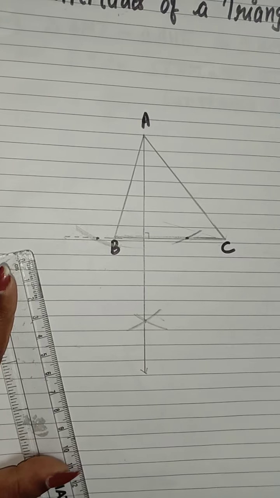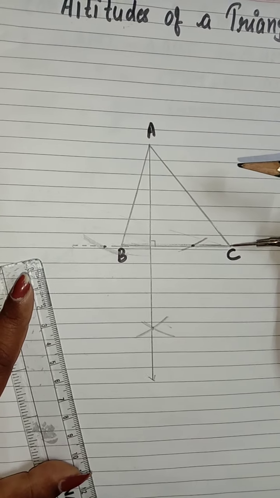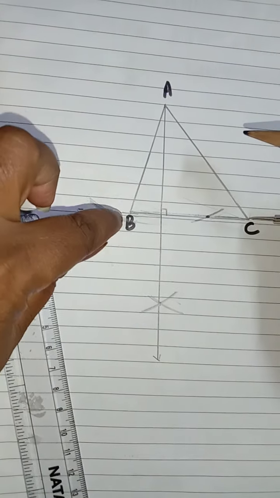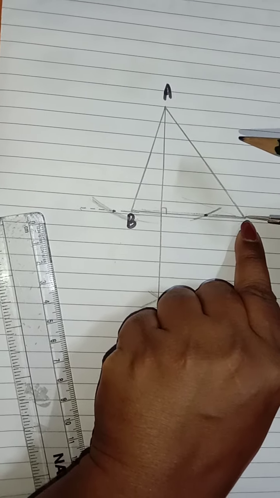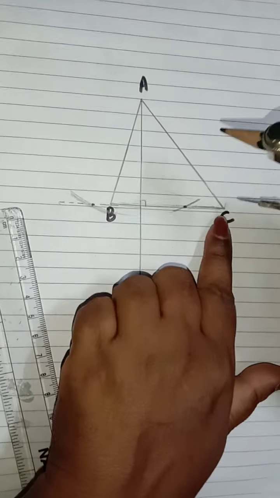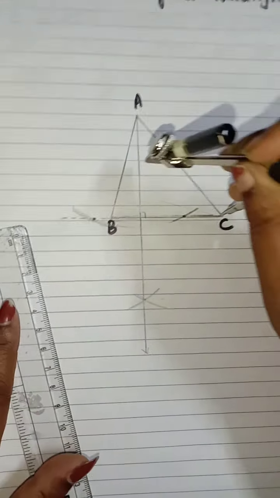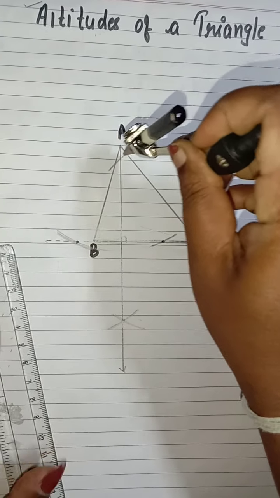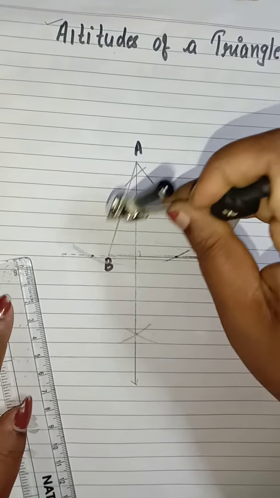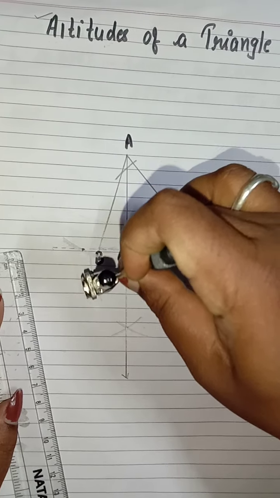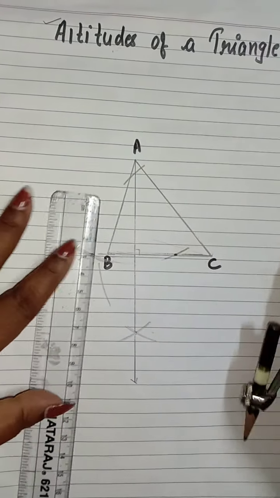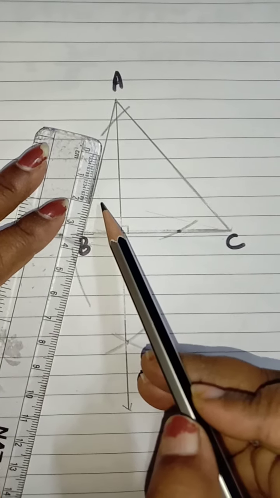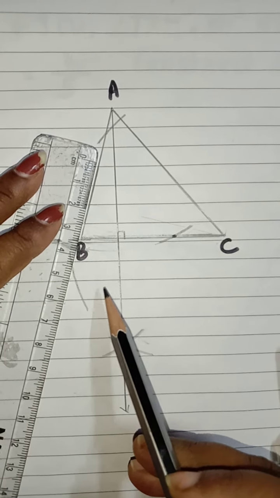Now we'll draw the perpendicular from point C on AB. Now C is outside. Same procedure. We'll keep the still point of the compass on C, take a suitable distance, and draw the arc on side AB. Again the same problem is here, so we will draw the arc and extend this side again with the dotted line.